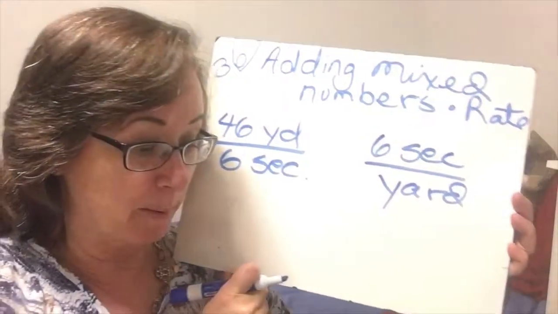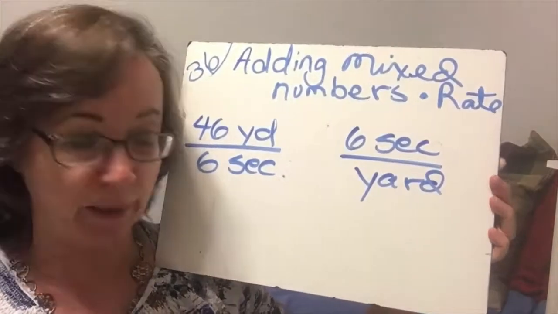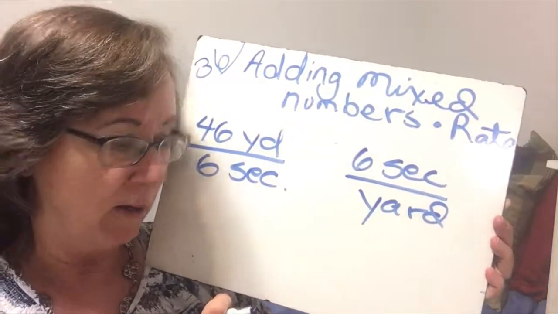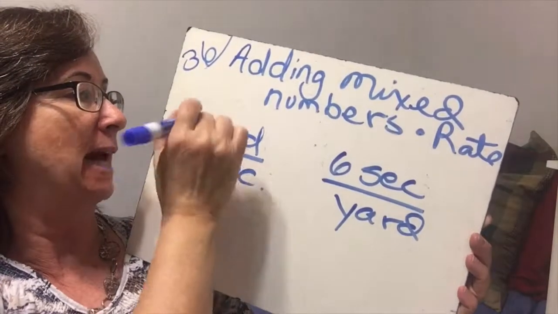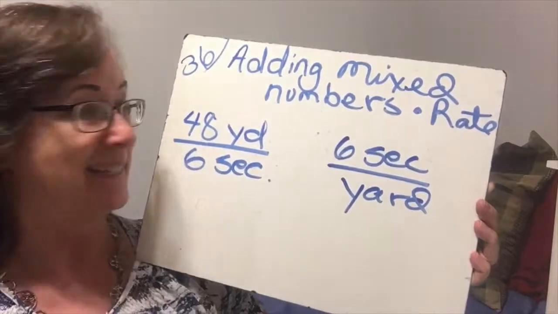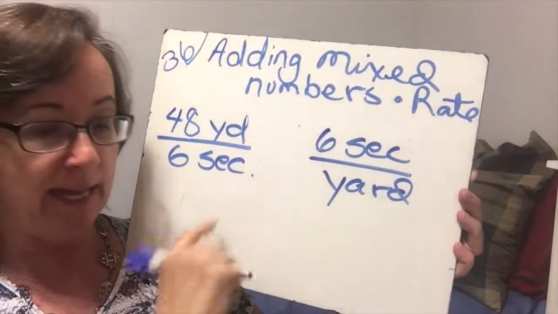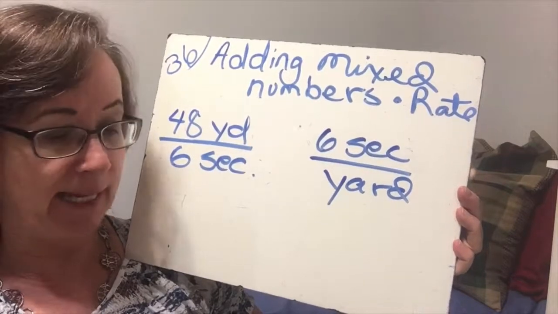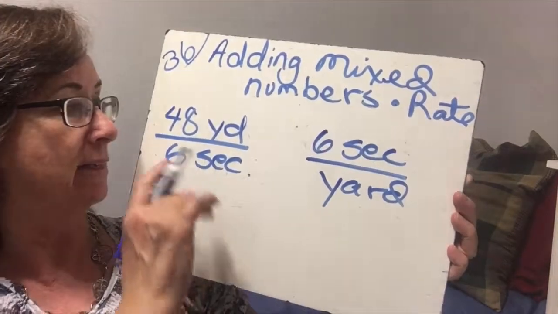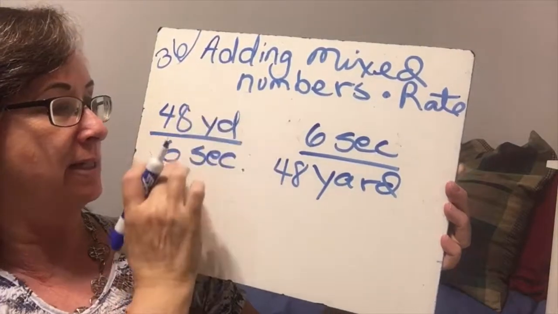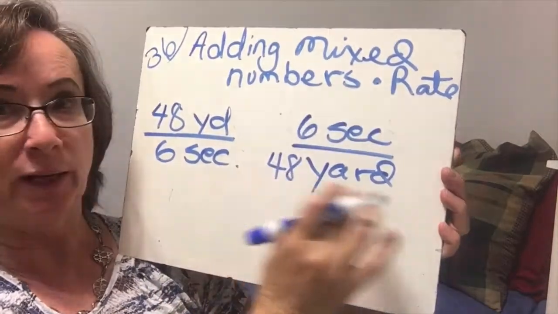Okay, the next problem says Roger could travel 48 yards in 6 seconds. 48, not 46. I miscopied it. There, we've got it right. 48 yards in 6 seconds, okay? And what was his rate in yards per second? So first of all, let me get this one right over here. 48 yards, 6 seconds.